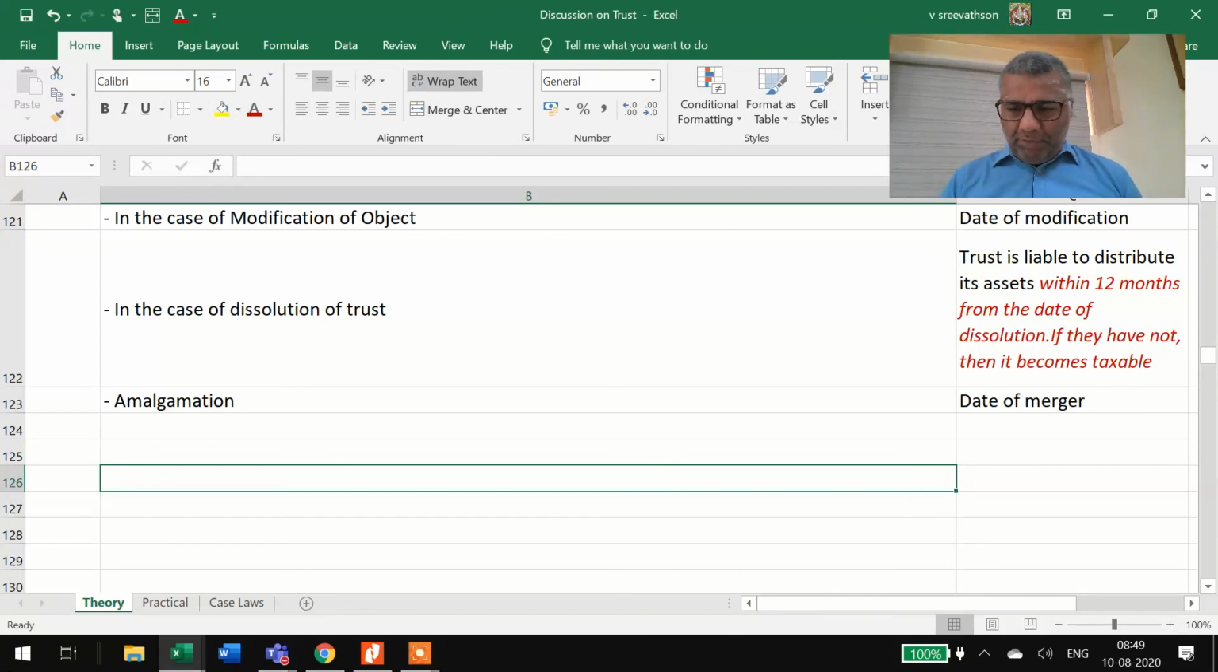I don't think we'll have sufficient time for administrative provisions. We will continue day after tomorrow morning with administrative provisions, approximately 1 hour, and we answer all the theory questions and then move on to business restructuring as an area of study. That is amalgamation and demerger and its taxation. We will complete trust day after tomorrow, maximum 1 hour.